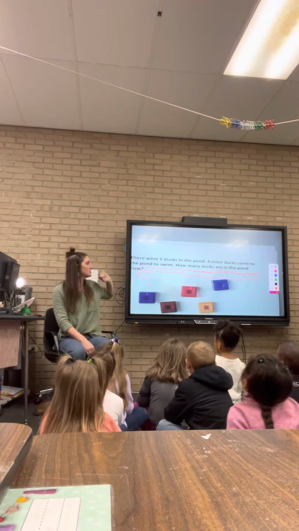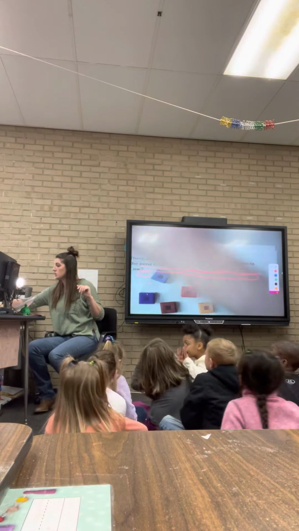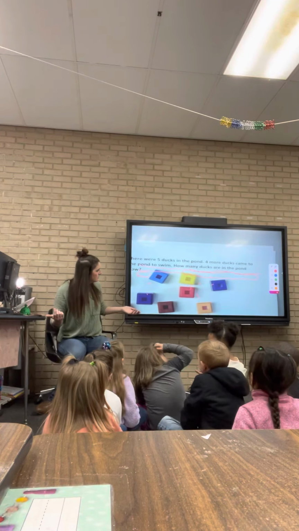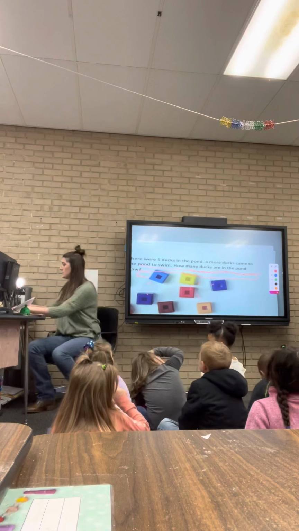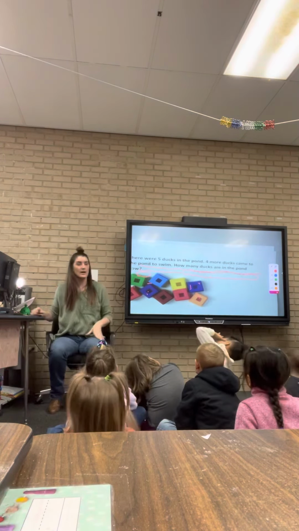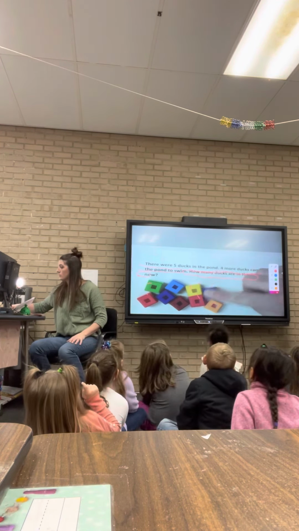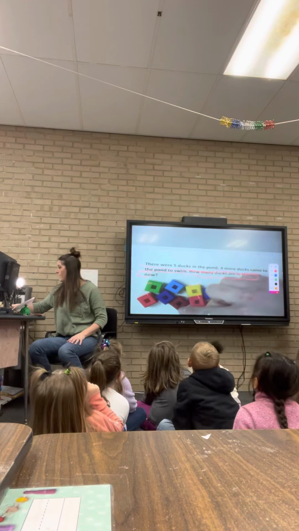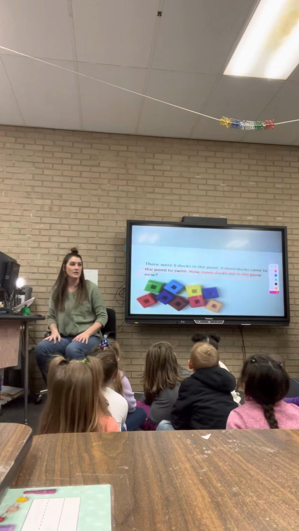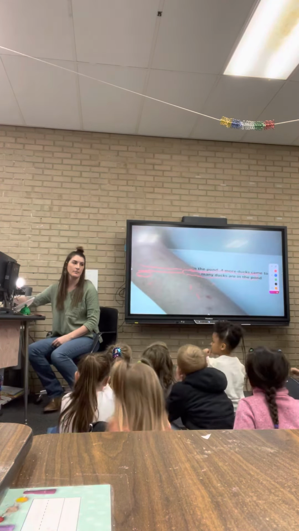Eyes up front, hands to yourself, please. 4 more ducks. Let's count them. 1, 2, 3, 4. Now, we need to count how many ducks we have all together, right? Because now how many ducks do we have? Let's count. Ready? 1, 2, 3, 4, 5, 6, 7, 8, 9. 9 ducks.